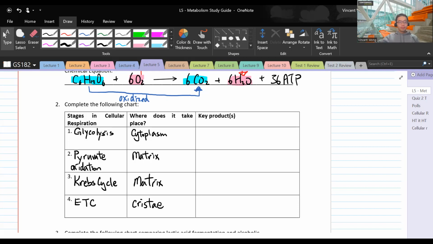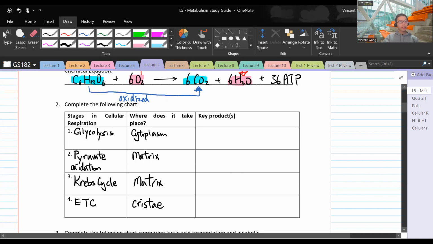For the key product, what are you really asking? Sorry, come again. For key products, what are you really asking? Yeah, we're going to fill that in together, okay?